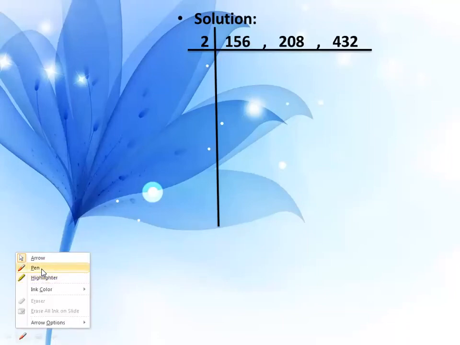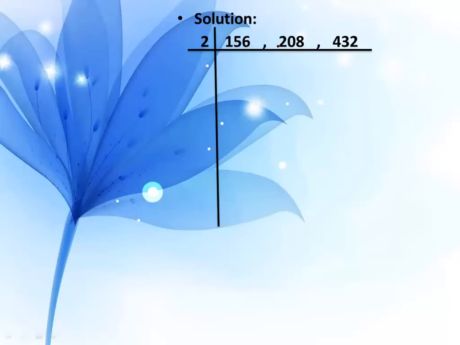Now what you will do, again 156, 208 and 432. These numbers can be divided by 2, so you will take 2 as a prime number. Now 2 into 7 will become 14, you will carry 1 to the next number, and the next number will become 16. And 2 into 8 will become 16. It is completely divided here. Let's move on to the next number. 2 into 1 is 2, 2 multiplied by 0 will be 0, and 2 multiplied by 4 will be 8.